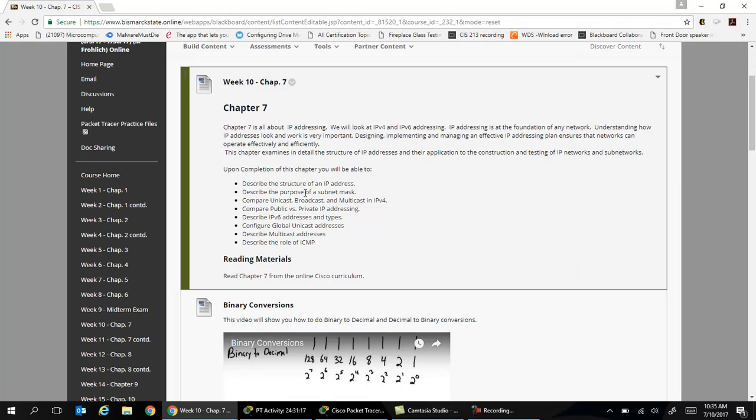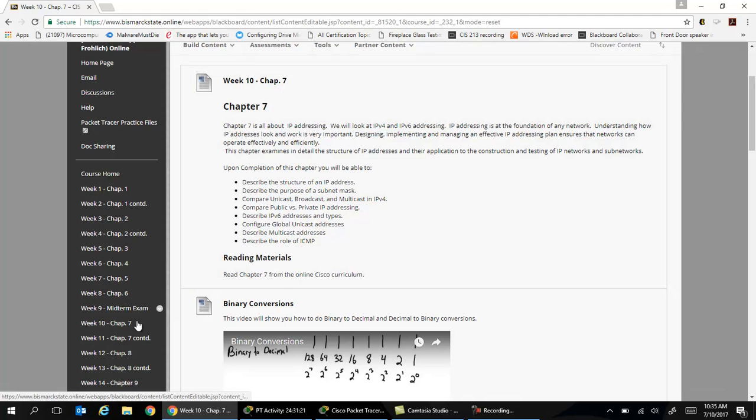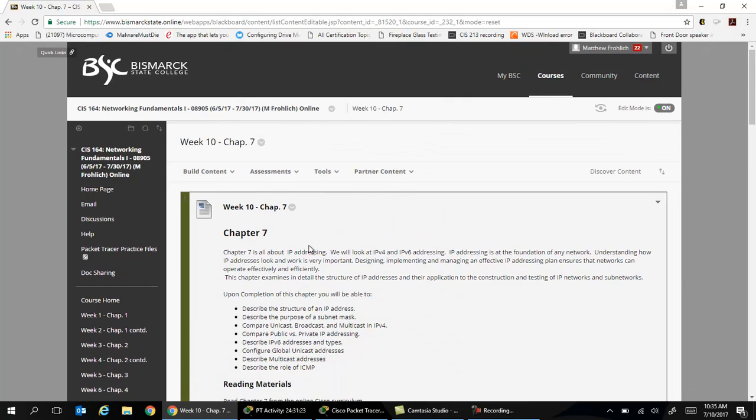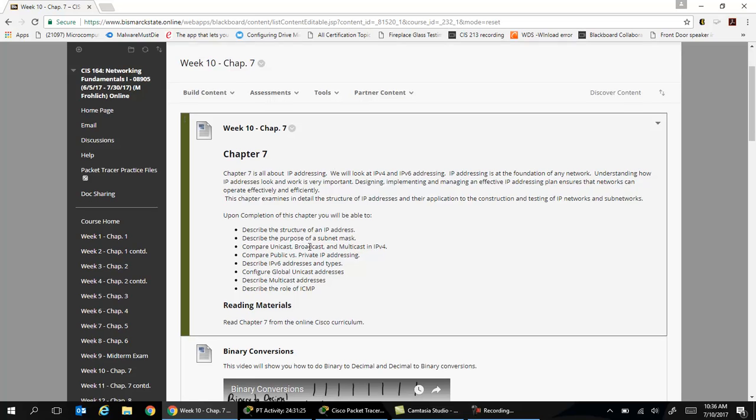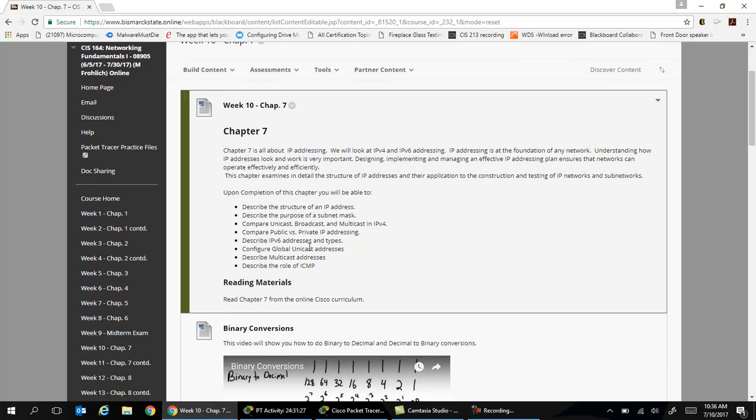Right now we are in week 10 or 11. It's probably week 11. You should be at chapter 7, and chapter 7 is all about IP addressing. We'll learn about IP version 4 mainly, and we'll also take a look at IP version 6 addresses. An IP address just uniquely identifies a device on a network.